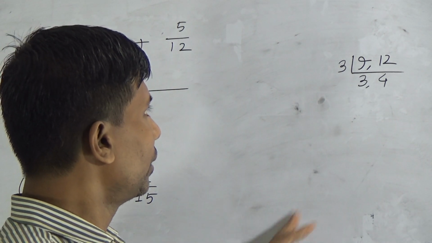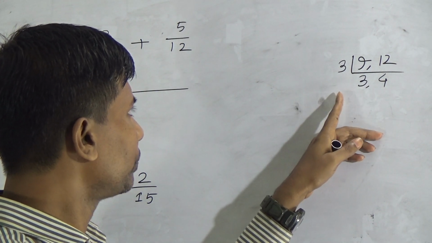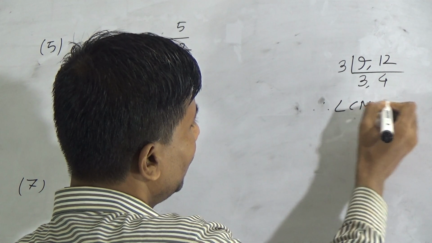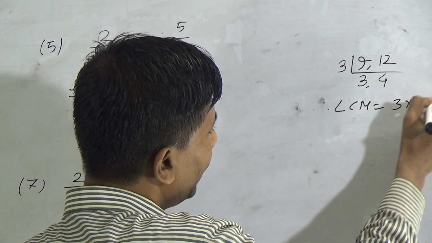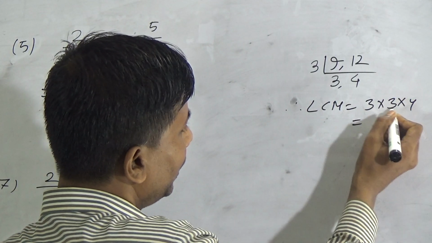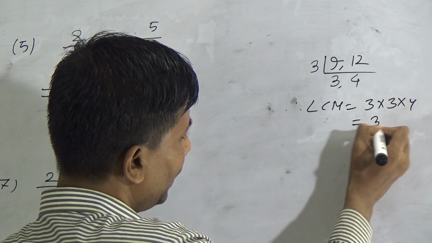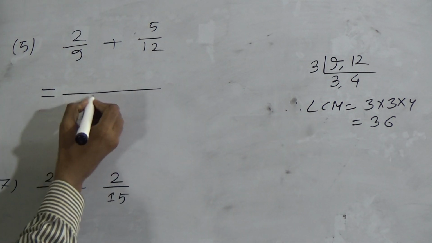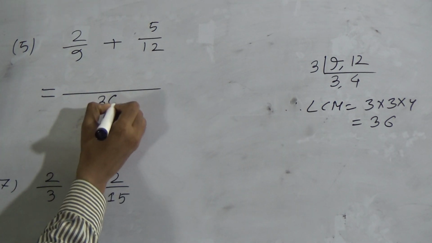But you know, now you have to do the LCM equal to what? 3 into 3 into 4. This is equal to what? 3 3s are 9, 9 4s are 36. Therefore, the LCM of 9 and 12 is 36. Okay, now write down the 36.